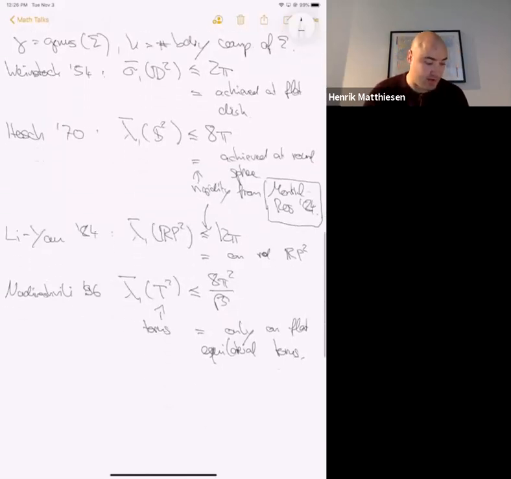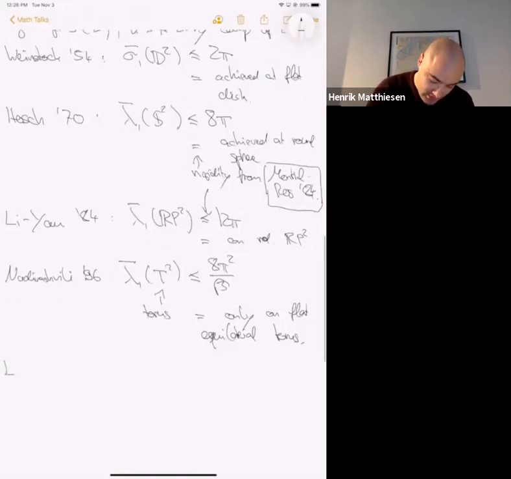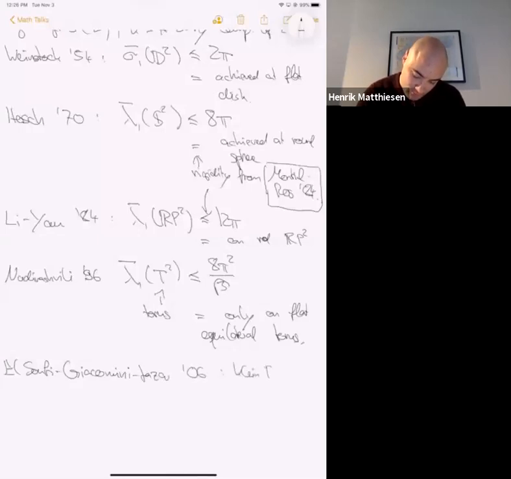Then it took another 10 years for the Klein bottle to be finished off. There's Al-Sufi, Giacomini, and Zaza in '06. They did the Klein bottle, where I can't even give you the right number because it's connected to elliptic integrals.